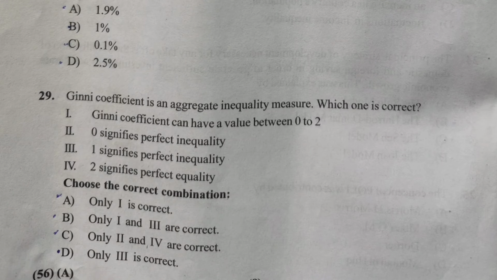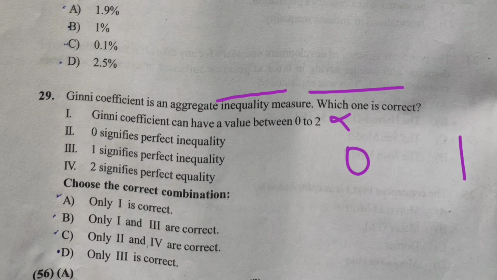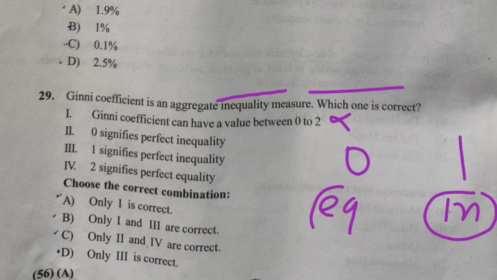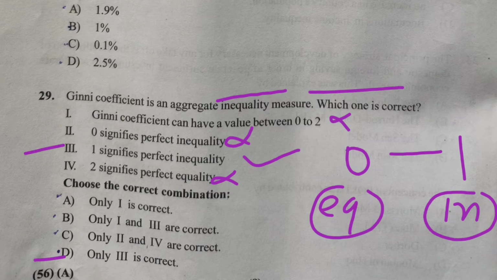Next question is, we have the Gini coefficient, an aggregate inequality measure. Which one is correct? Gini coefficient can have a value between 0 and 2. No, it is incorrect. It lies between 0 and 1. 0 shows perfect equality and 1 shows perfect inequality. 0 signifies perfect inequality? No, it shows perfect equality. 1 signifies perfect inequality? Yes, that is true. 2 is not in the competition. So only the third statement is correct. That means option D should be correct.